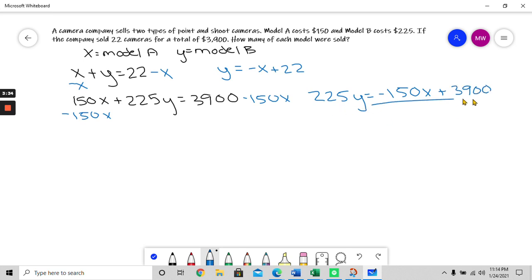I'm going to divide by 225, and I'm going to get y equals, now, negative 150 divided by 225 is negative 2/3. So y equals negative 2/3 x plus, and then 3,900 divided by 225 is 17 1/3.